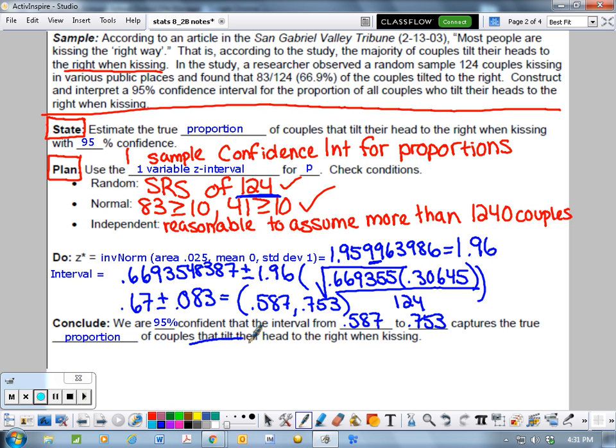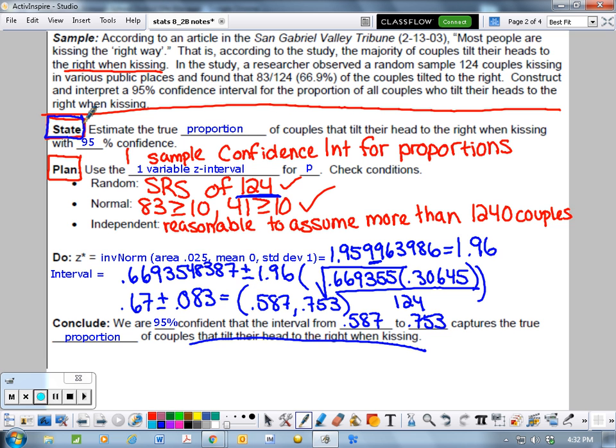Again, this is matching our state portion, which is why we state that at the beginning. So if you have trouble interpreting, doing that conclusion part, we go back to that state and it helps us out, which really means that about 58% to 75% of people turn their head to the right when kissing.